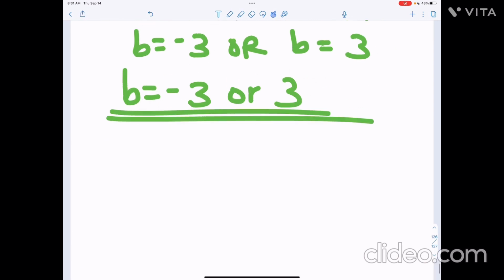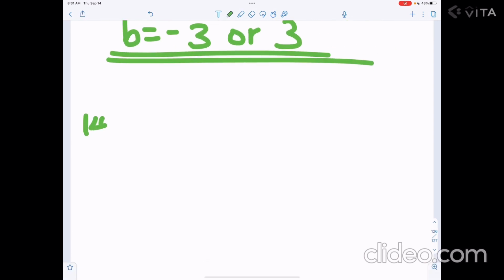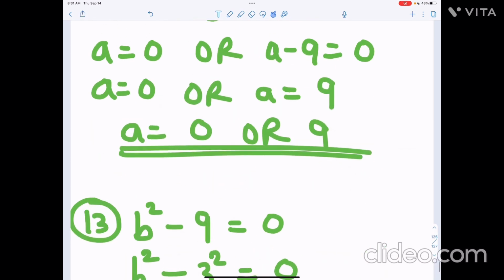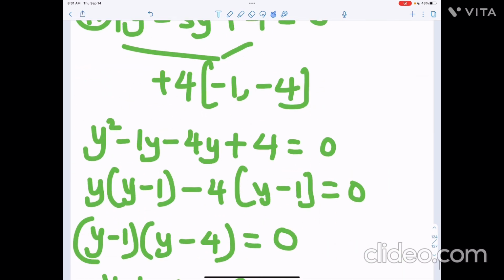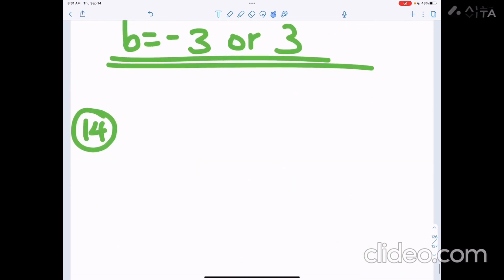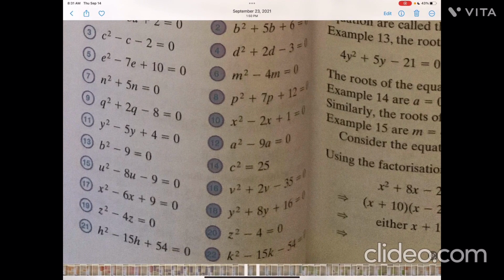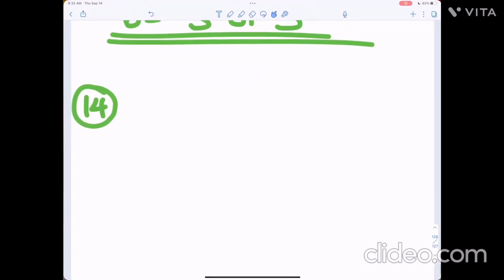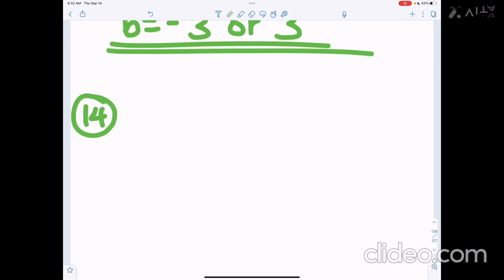B is minus 3, or what? 3. Number 14 now. I think I'm getting the number right. Okay, number 14. Let's go. Number 14 is c squared is 25. C squared is what? 25. There are two ways of doing this.